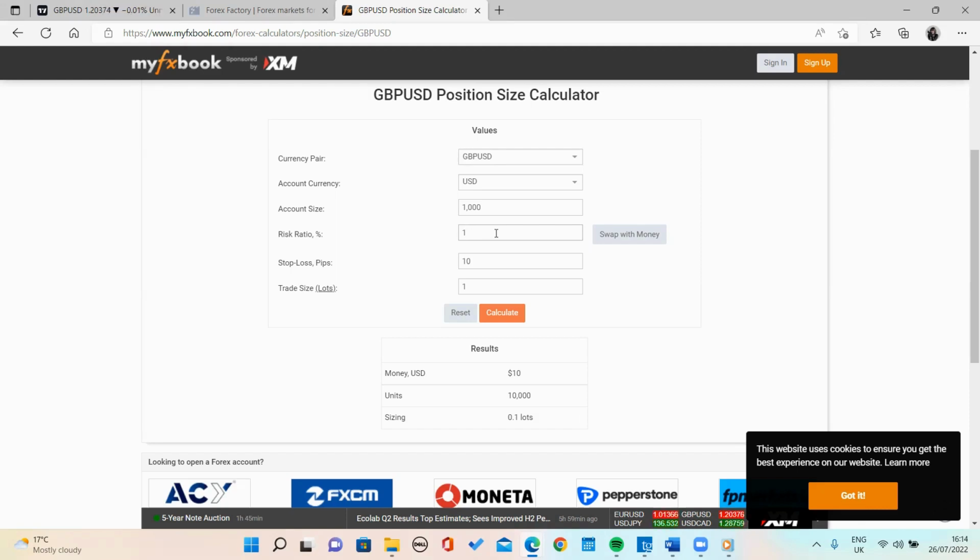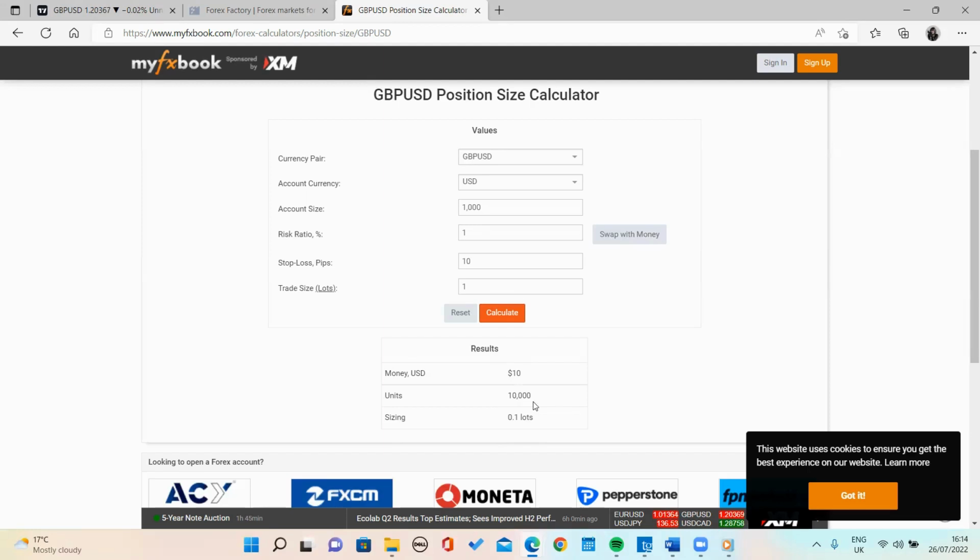You can set that. And then you have the pips from your entry to your stop loss. So in this example, we said 10 pips. And this trade size loss, you just keep that at number 1 and you press calculate. And then this is your results here. So it tells you your risk in money. So we already said 1% of $1,000, we know is $10.